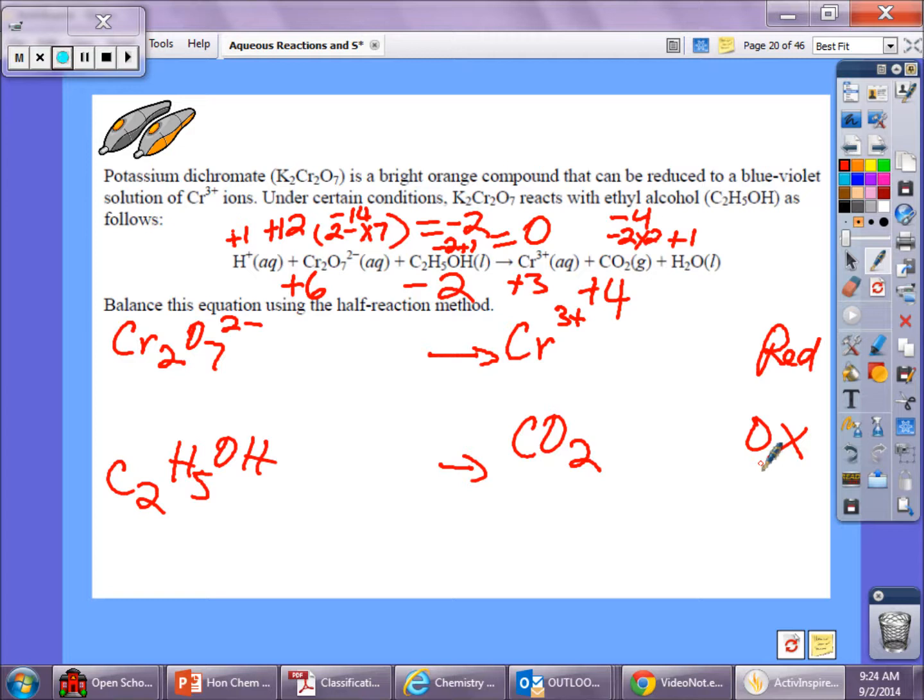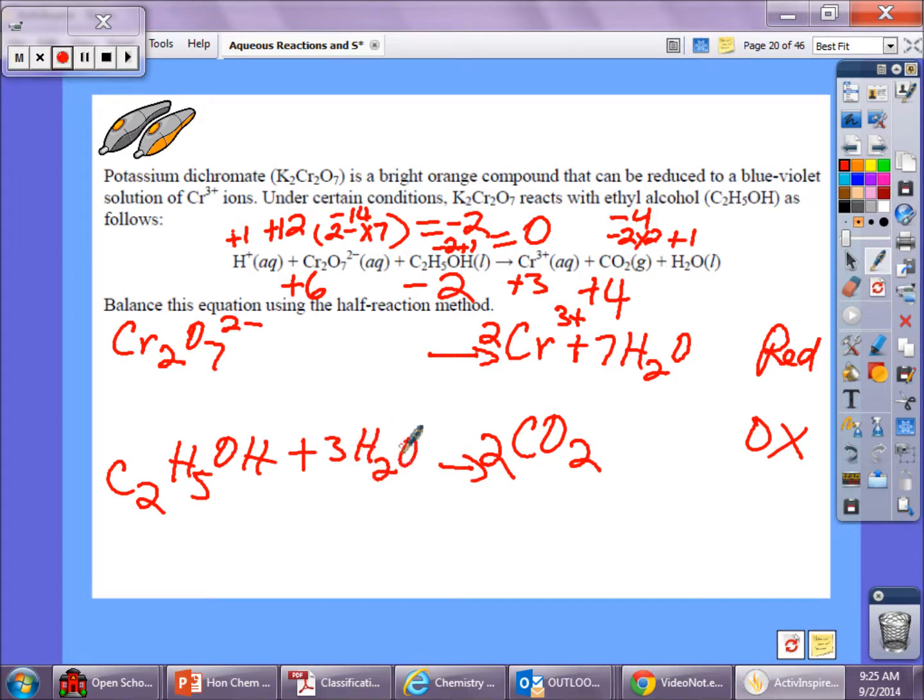So the first step is to balance the non-hydrogen, non-oxygen. I have 2 chromium here. I have 1 chromium. I put a 2 here. I have 2 carbon here. I have 1 carbon. I put a 2 here. Second, I'm going to balance all the oxygen with water. So I have 7 oxygen here. I need to add 7 water to balance the oxygen. And then I have 1 oxygen here, 4 oxygen here. So I need to add 3 water here.